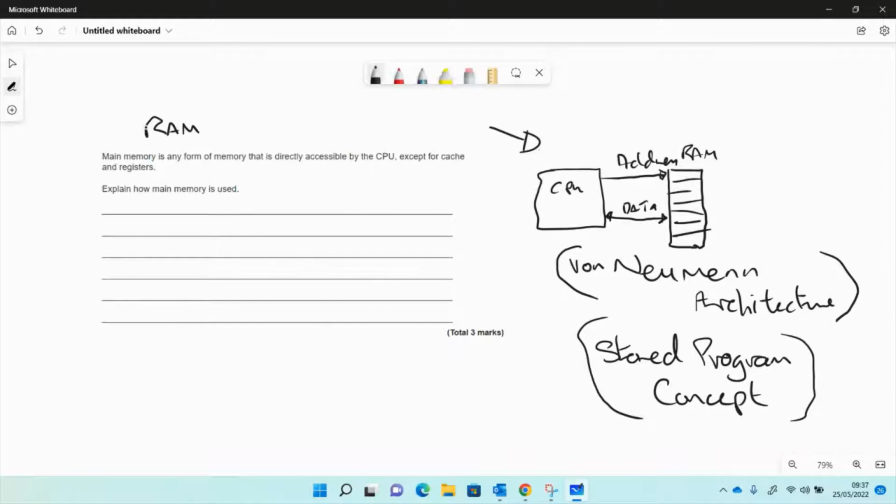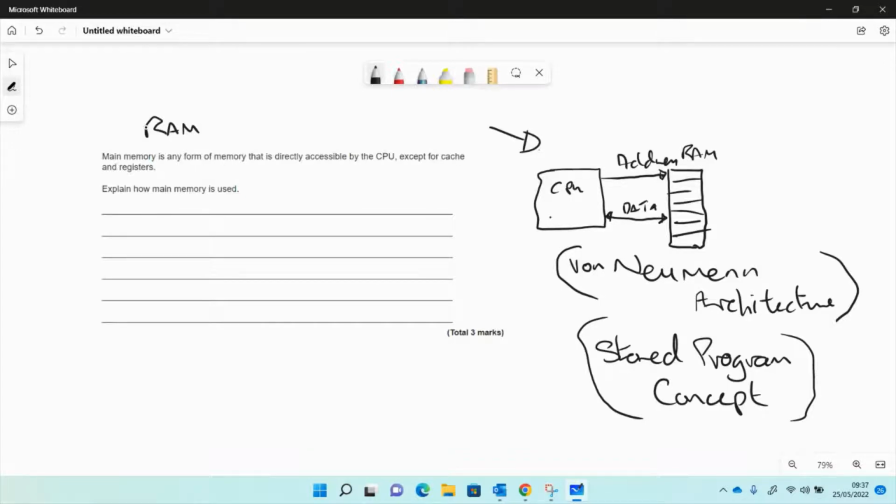So main memory is any form of memory that is directly connected or accessible by the CPU, except for cache and registers. So cache and registers tend to be on the CPU. So the registers are definitely on the CPU. Cache is mostly on there as well. It's got a slightly different purpose. So explain how main memory is used. Well, what can we say about that?